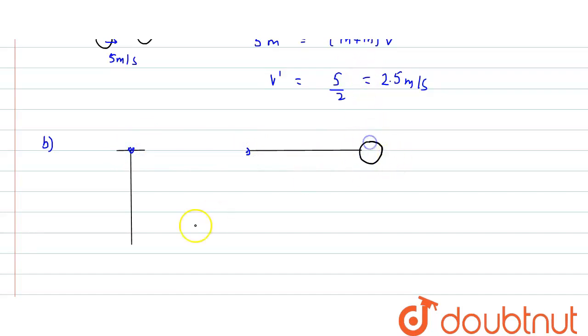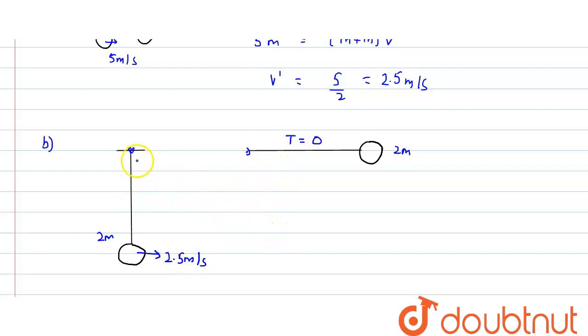So the combined mass is what? 2m. The mass is 2m, and it is moving with a velocity of 2.5 meter per second. So we need to find, if the tension at this instant becomes equal to 0, what is the value of the length. We need to find this value.